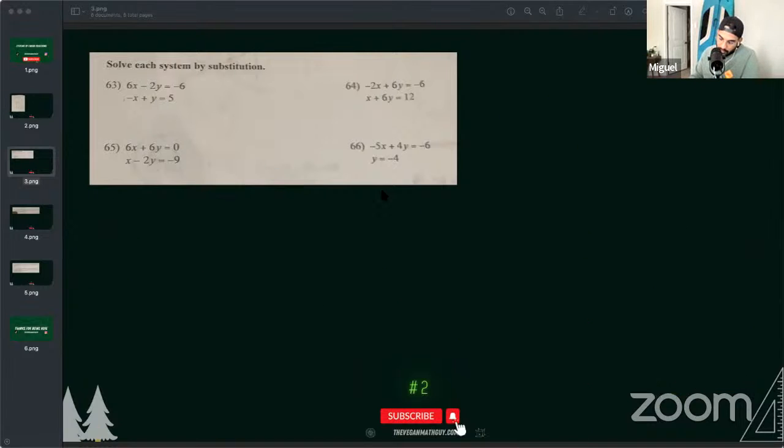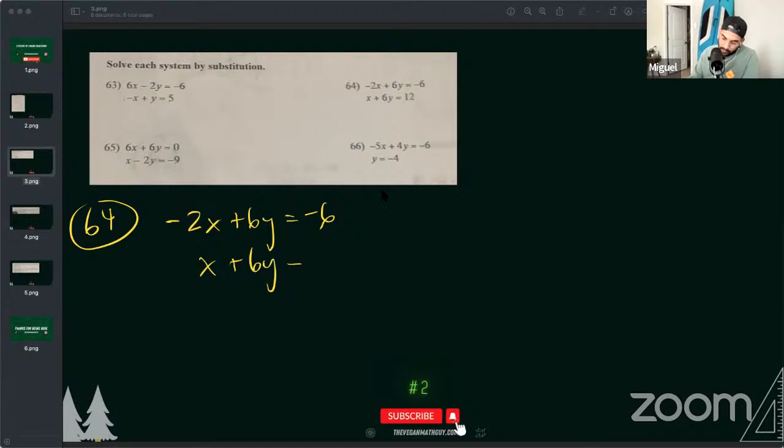All right, let's go to the next one. We have 64. This is negative 2x plus 6y is equal to negative 6, and x plus 6y is equal to 12. I know that we're tempted to use elimination, but the directions were asking us to do substitution.